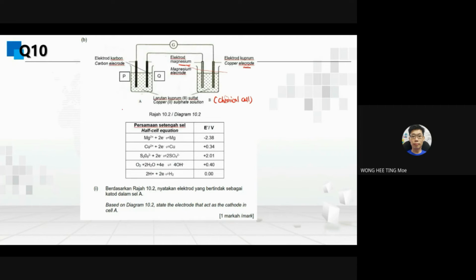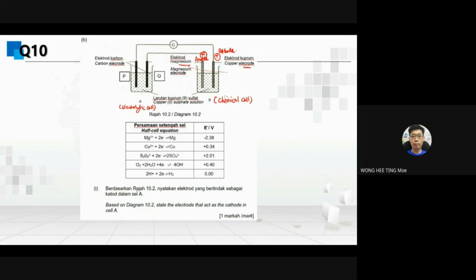Then this one is the electrolytic cell. An electrolytic cell needs a battery, right? Then where is the battery? No battery here, and B becomes the battery for this. So magnesium and copper: which one is the anode, undergoes oxidation? Magnesium. So this one is the anode, the negative one. This one is the positive one.